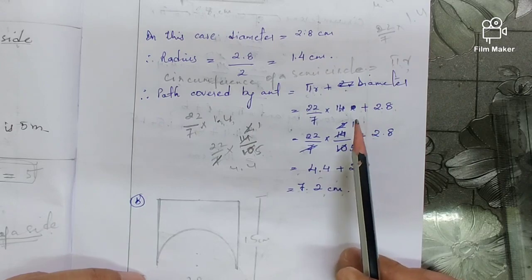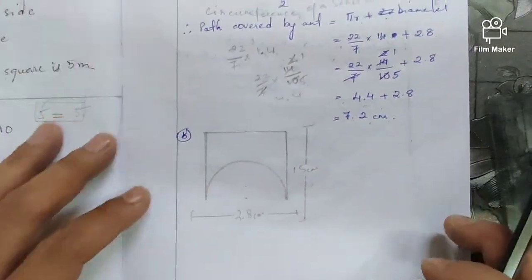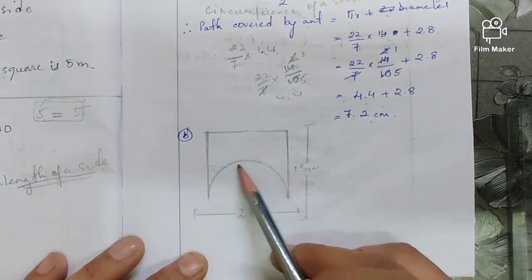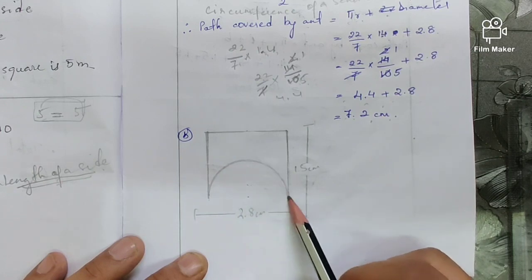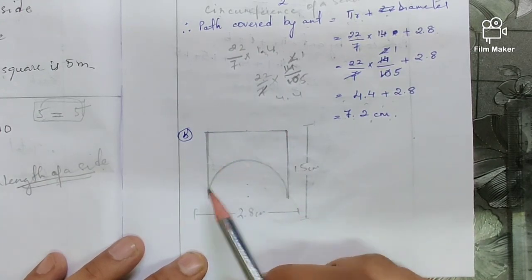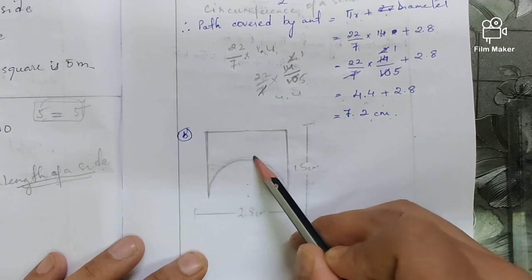Understand? Now number B. Look at this figure. Here is a semicircle. Draw a semicircle. Draw for an example. It will go like this.